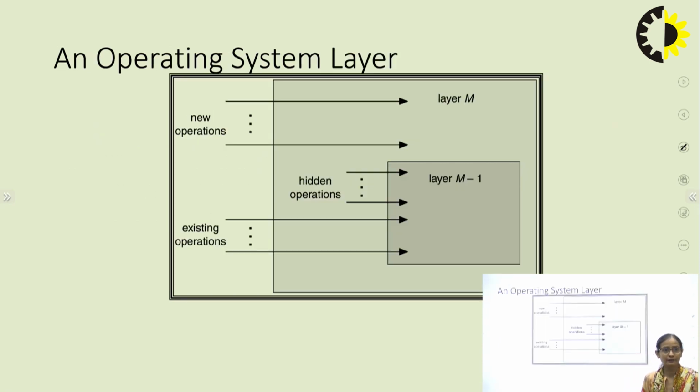So here we have layer M-1 and here we have layer M. Whatever operations are written in layer M-1 are hidden operations that are not known to layer M, and layer M can use the services of layer M-1.